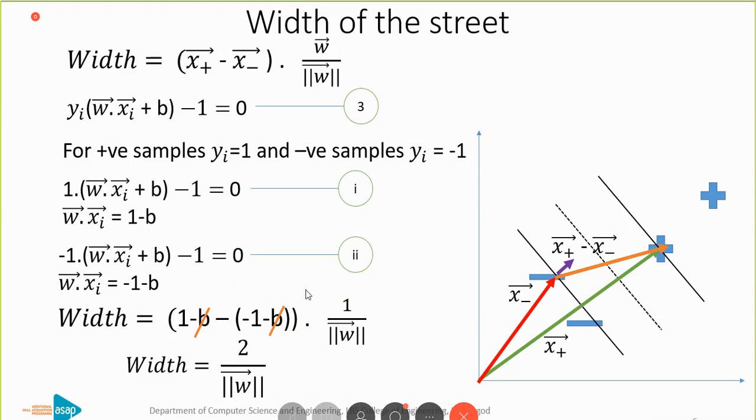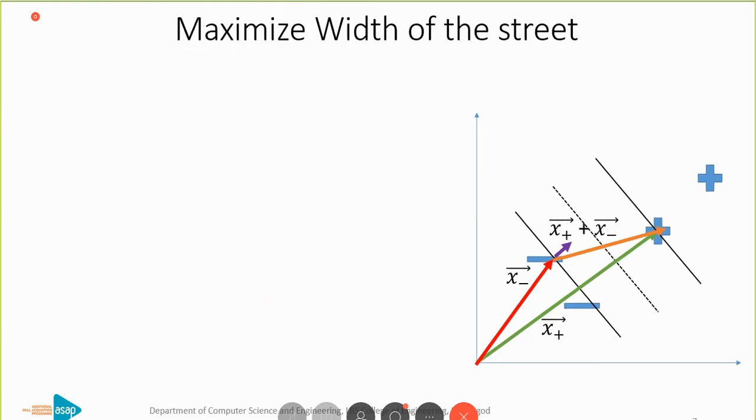So now the width of the street is 2 divided by the norm. Okay, what is our aim? We have to find the maximum width of the street. We have to maximize this width. That is the aim of today's presentation. We have to maximize the width of the street.